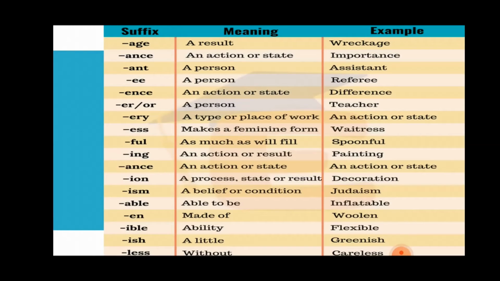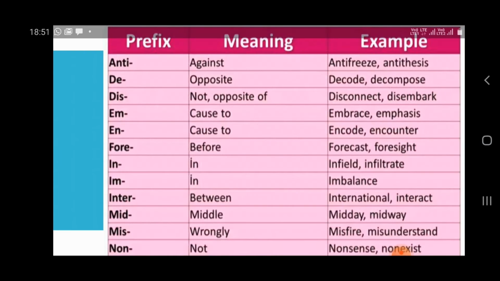Okay, and IBLE means ability, you can say flexible. And ISH, you say greenish. Okay, and then LESS you can say without, you can say that as careless. So likewise here you are adding some of the prefixes here.